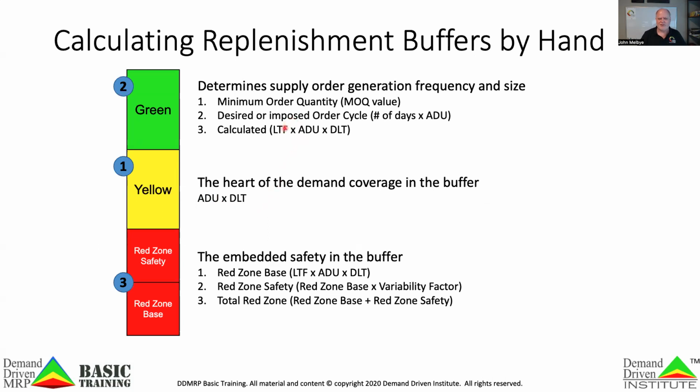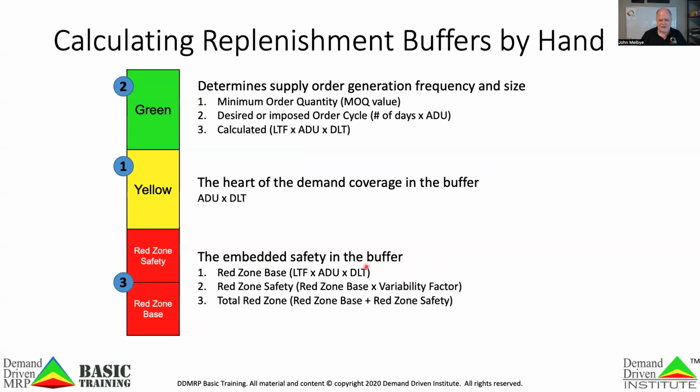The green zone has 3 different ways to be calculated. It's either the minimum order quantity, it's a desired or imposed order cycle, or it's a calculated green zone. We choose whichever one is the highest, unless there's a reason why. For example, with a desired order cycle, you might end up with that as your green zone. The reasoning here is that the green zone has to do with order size and frequency. So my minimum order quantity, or if I want to order every 5 days, for example, will drive how often I will place an order. And we'll get to talk about what causes that in a little bit.